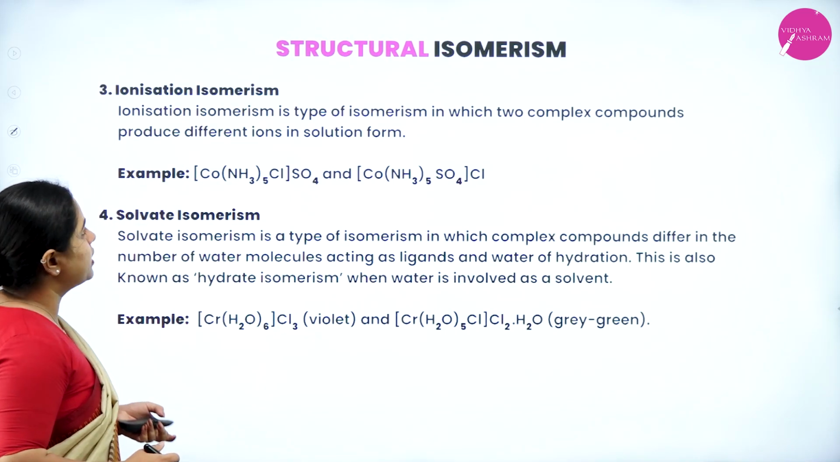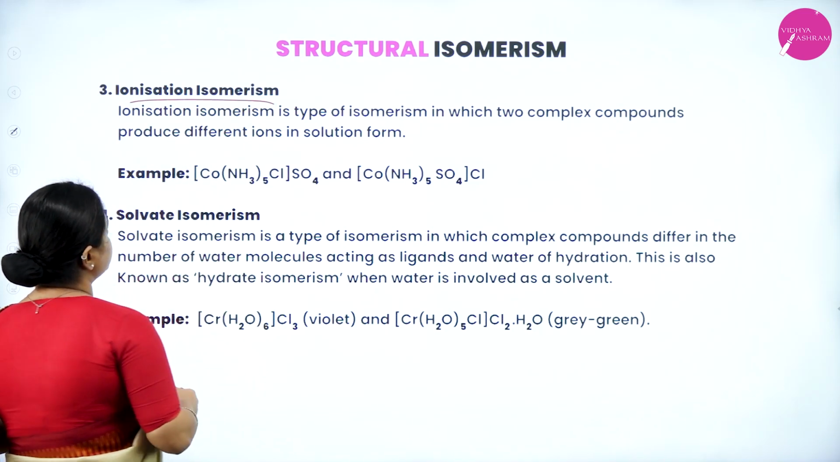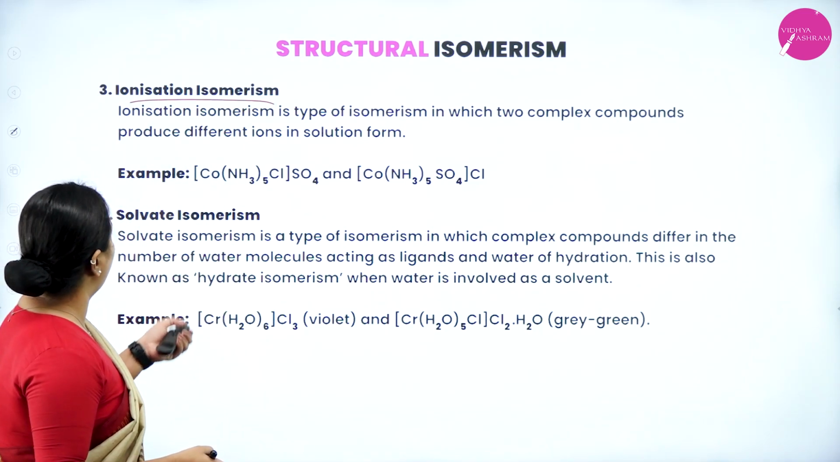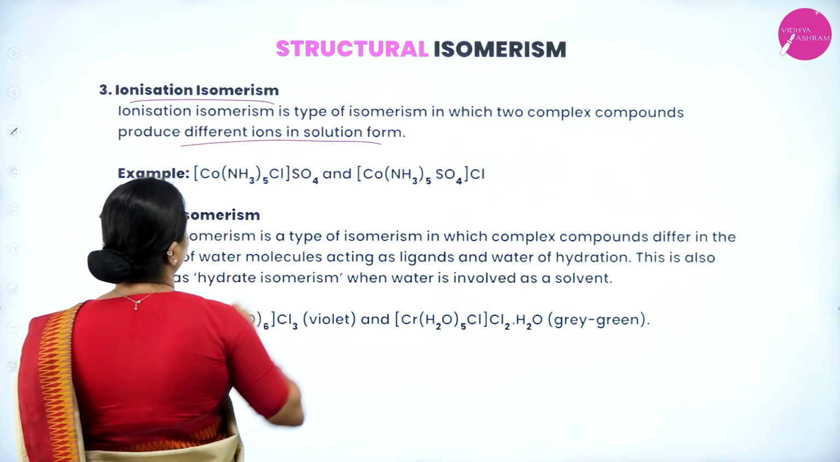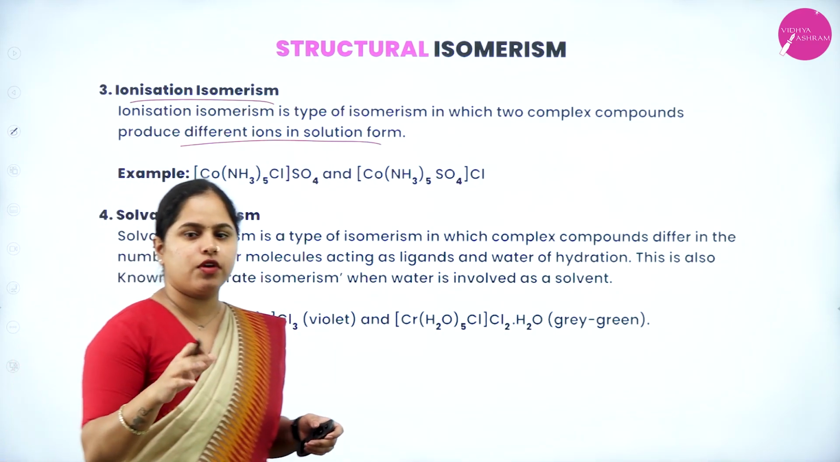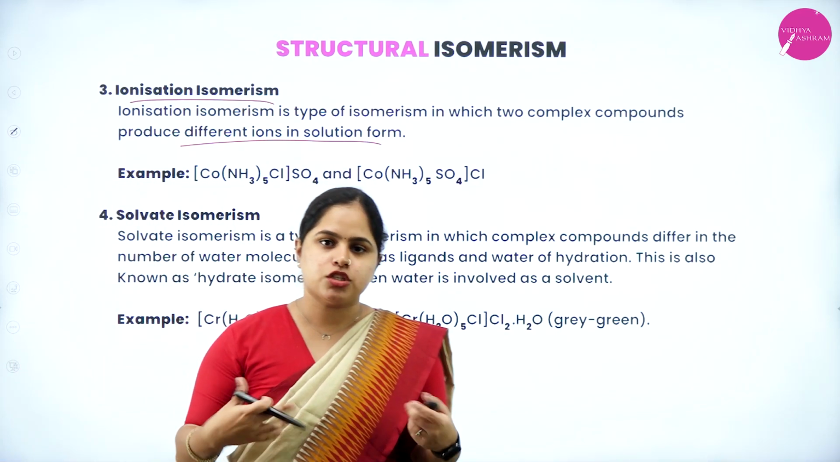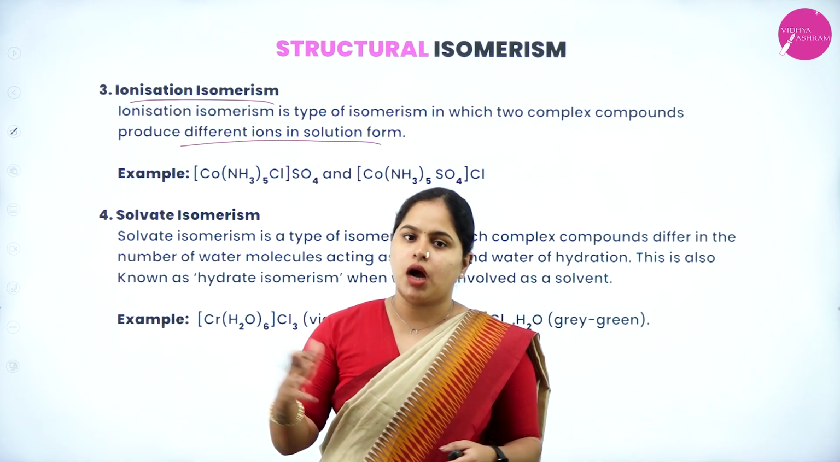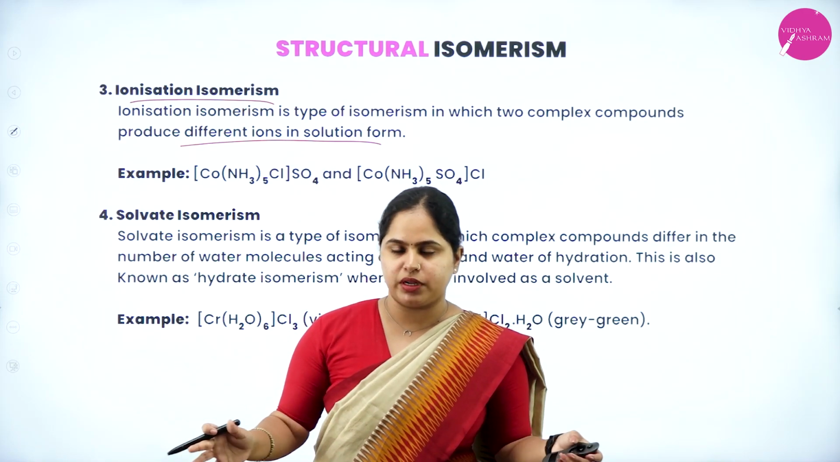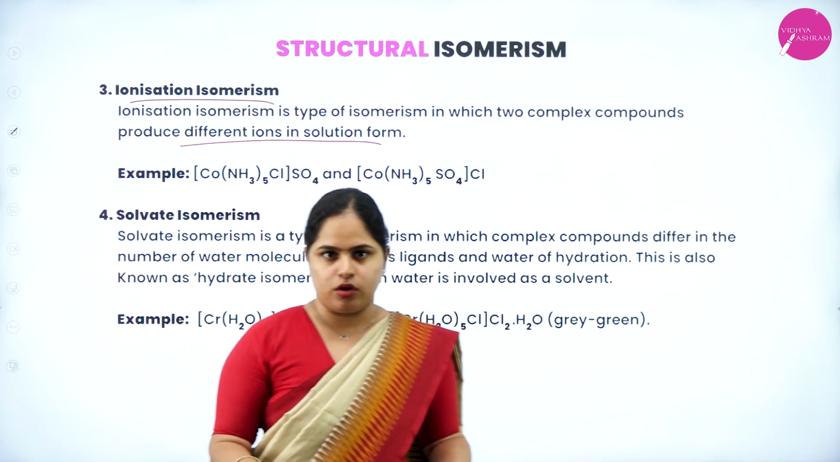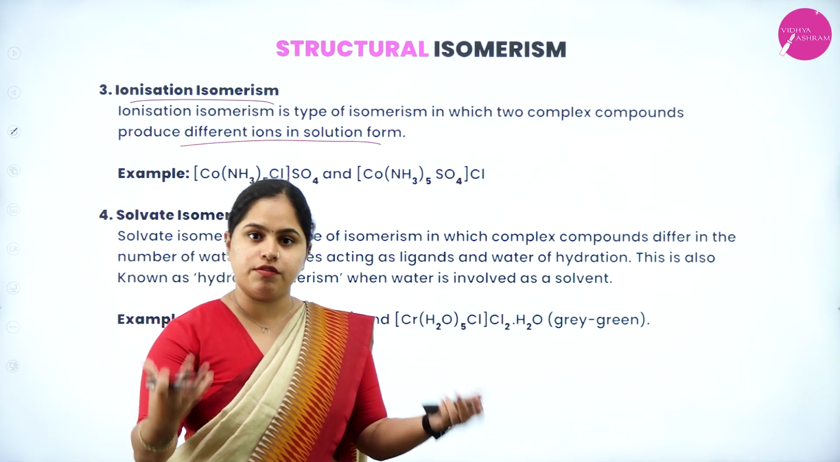The next one is ionization isomerism. In ionization isomerism, two complex compounds produce different ions in solution. In solution form, as we have already studied in the beginning, the counter ion and the coordination sphere split up and give the corresponding ions. So in solution phase, they should give different ions.